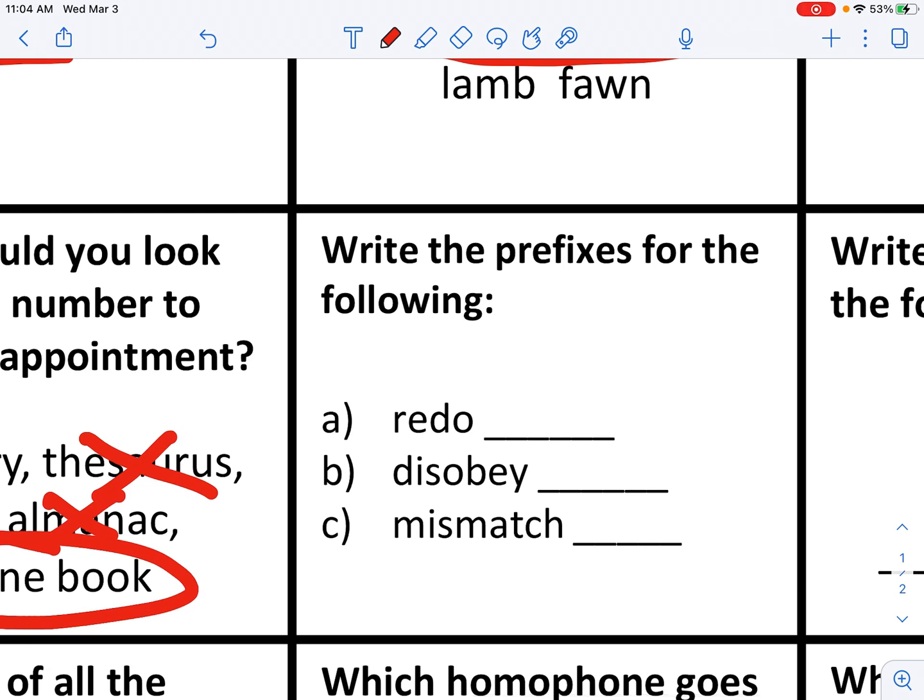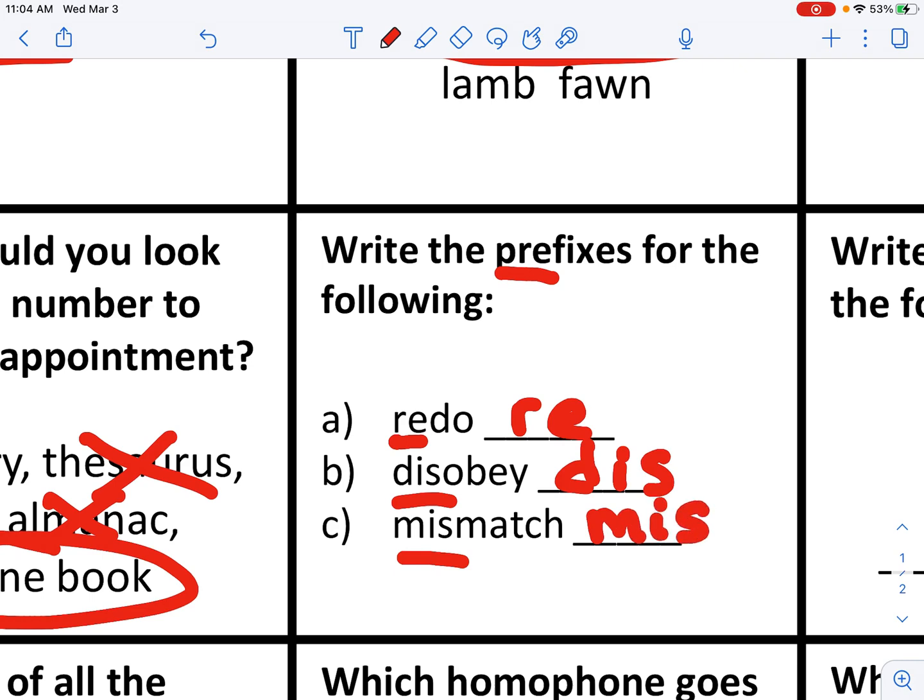Write the prefixes for the following. Remember, a prefix is a word part that comes at the beginning of a base word. It's just a couple letters and it changes the meaning of the base word. Redo. The prefix here is re. It means to do again. Disobey. The prefix here is dis. It means not. You do not obey if you disobey. Mismatch. Mis means not, so it means you don't match.